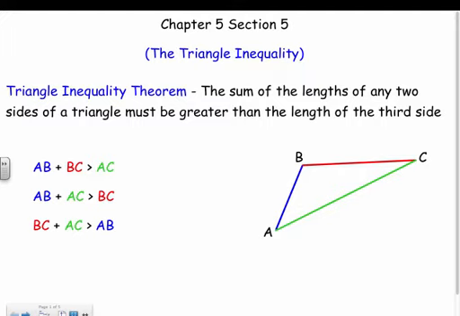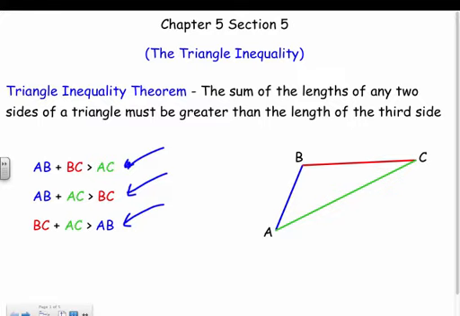So the triangle inequality theorem states the sum of the lengths of any two sides of a triangle must be greater than the length of the third side. If I add any two of these sides together, for example, this first one, AB and BC, they have to be longer than AC. If I add AB and AC together, the blue and the green, they would be longer than the red one, BC. And if I add BC to AC, those would have to be longer than AB by itself. Otherwise, it wouldn't be a triangle.